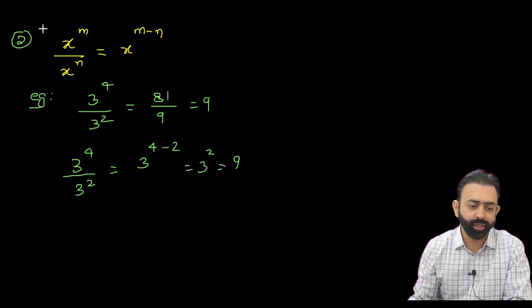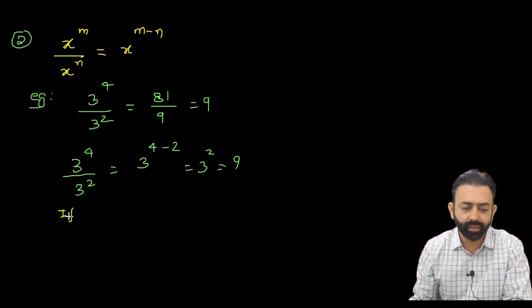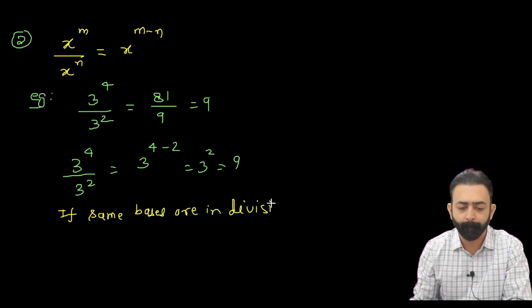So in words you can write that if same bases are in division, then exponents get subtracted.